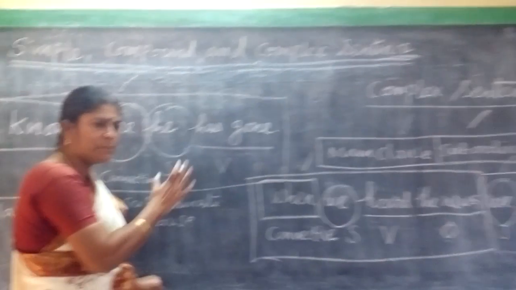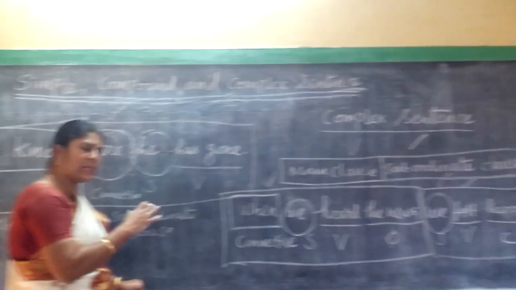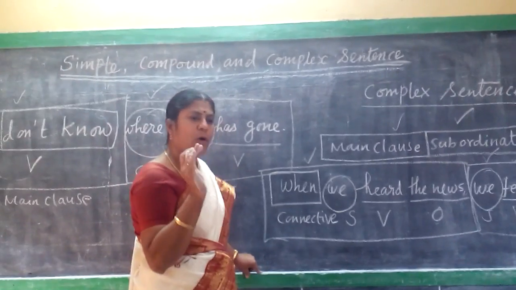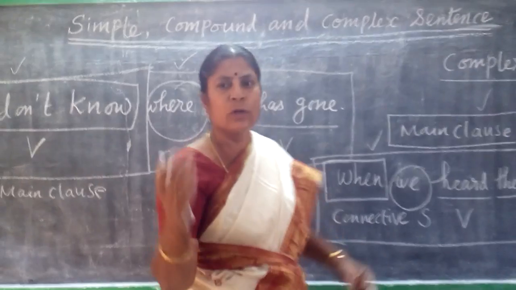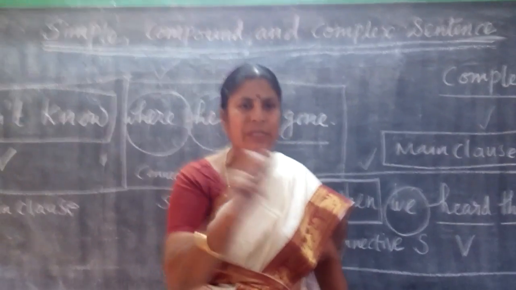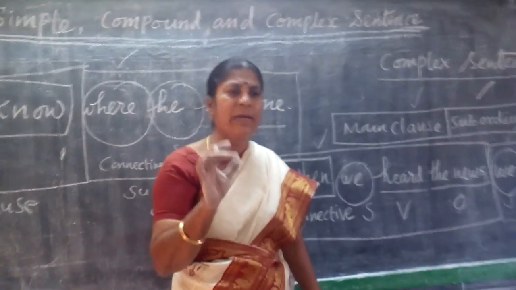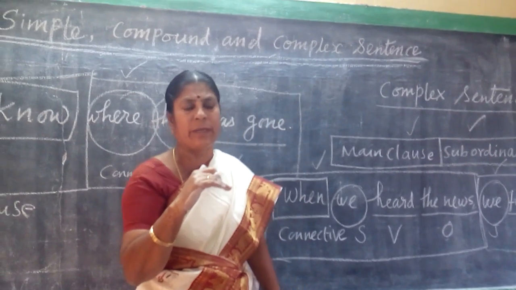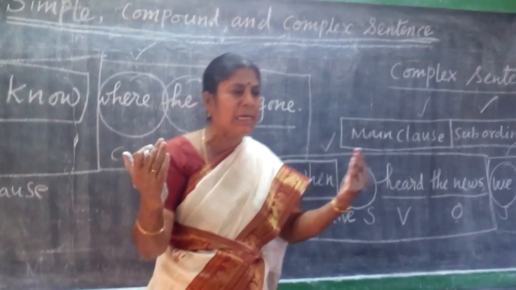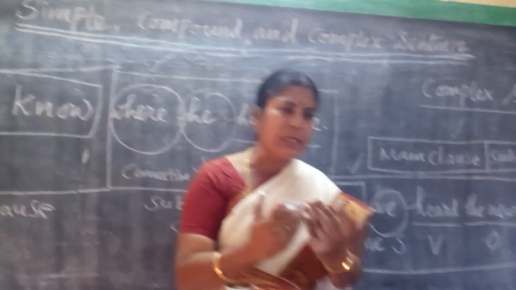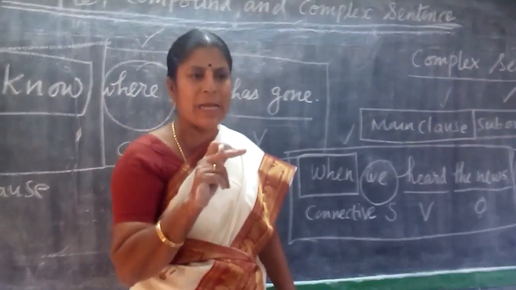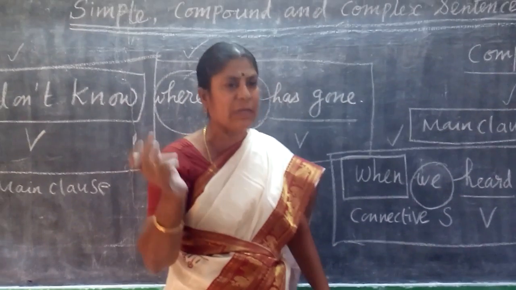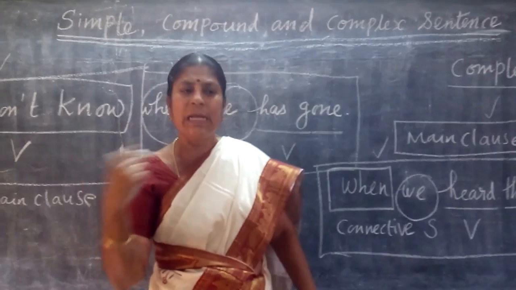So now you know what a simple sentence, compound sentence and complex sentence are. A simple sentence has one subject, one verb, with or without phrase, object or complement. A compound sentence has two main classes joined by a coordinate conjunction. A complex sentence has one main class with one subordinate class. The subordinate class will come either at the beginning or at the end of the sentence.